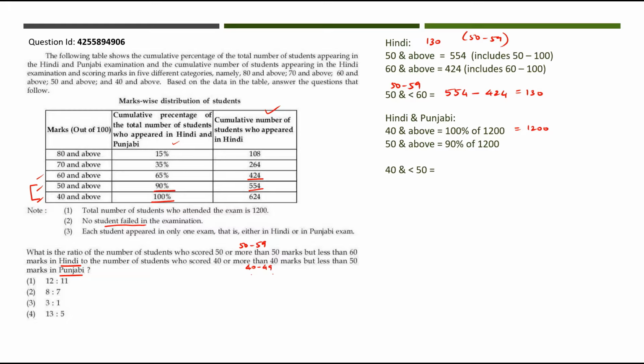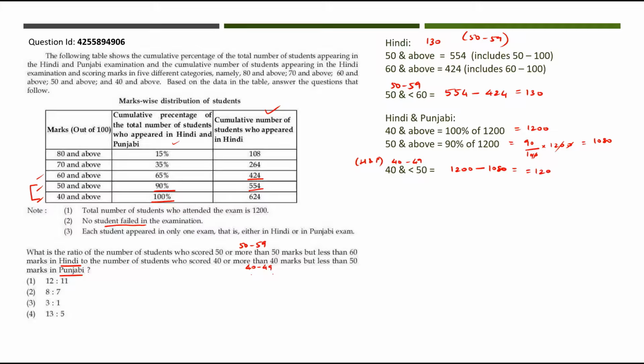The percentage is 90%. So now we have to calculate 90 divided by 100 into 1200. We can cancel both the zeros. 12 into 9 is 108. So we will have a 0 here. 1080 will be the count of people who scored 50 and above in both Hindi and Punjabi together. So what is the range for 40 to 49 for both Hindi and Punjabi? Out of 1200 students, the 50 and above category will be 1080. So when you subtract 1080 from 1200, you will get a value of 120.